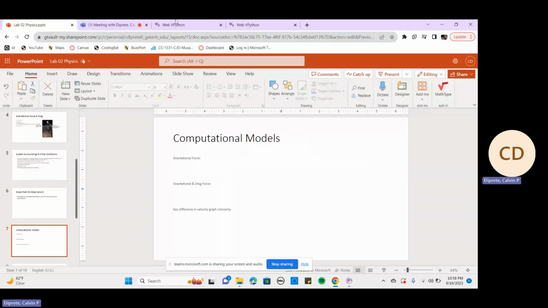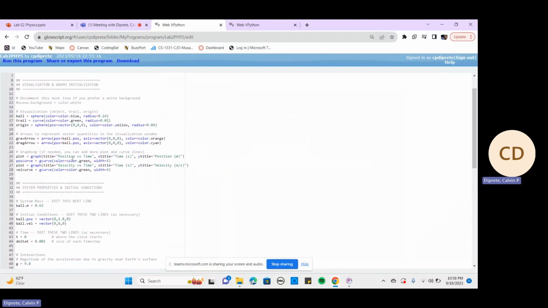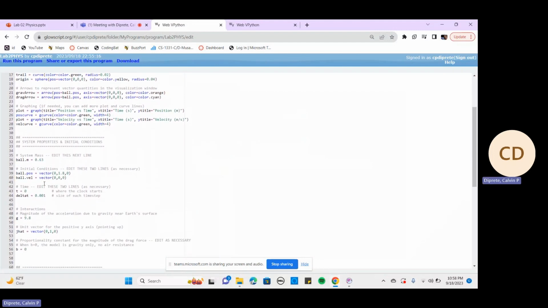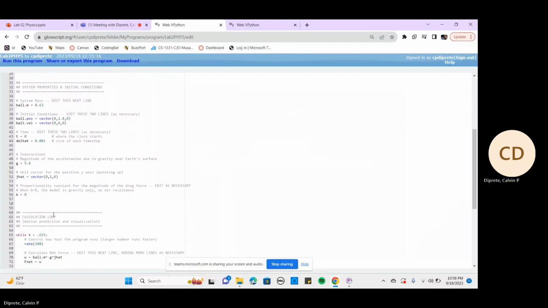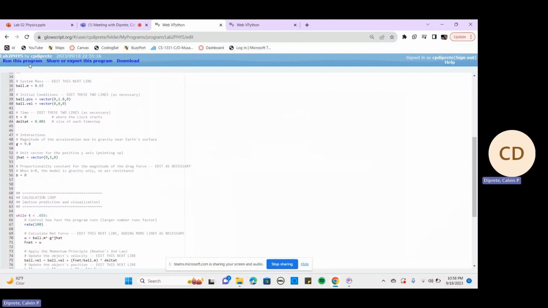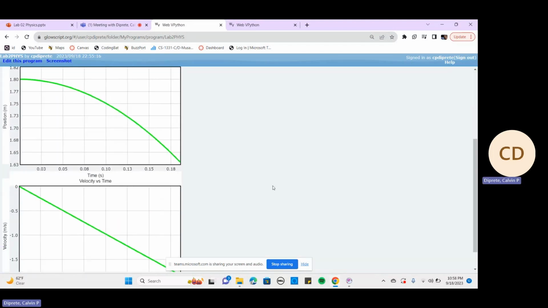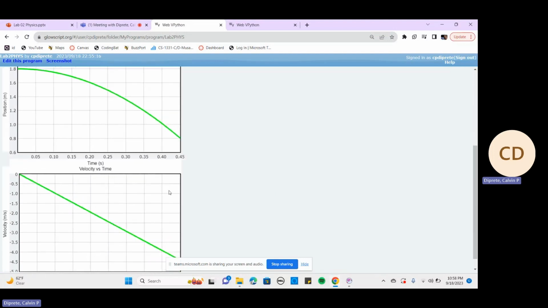And then for the computational models, this is the one with the gravitational force on its own. Pretty much all I adjusted were the initial conditions, which is the mass and the position. I also had to work with the vectors, and how long the time looped. This is what it looks like when it's run. This is the graph of motion, this is the position, and this is the velocity over time.